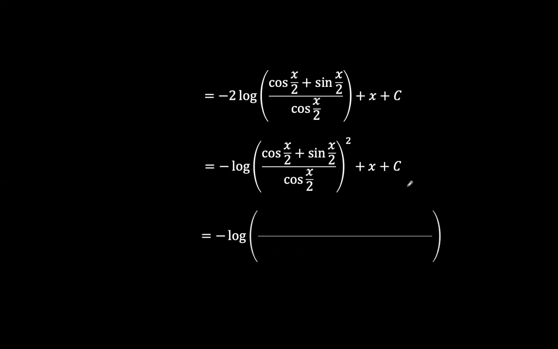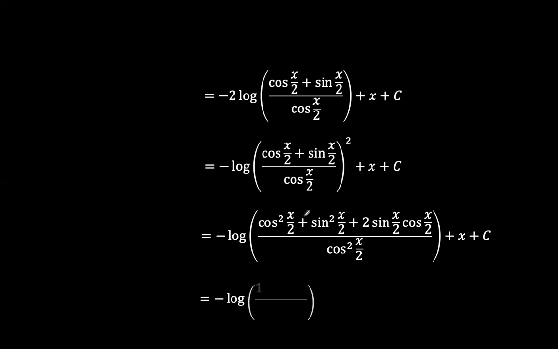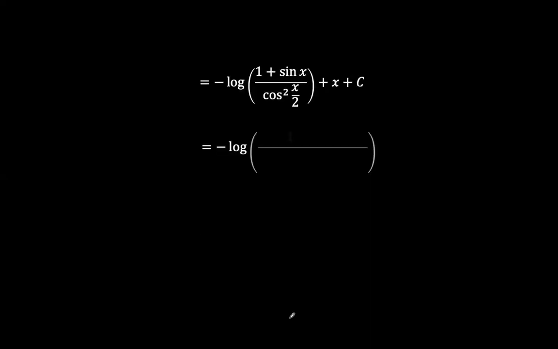And so when we square the numerator, we get cosine squared x over 2 plus sine squared x over 2 plus 2 sine x over 2 cosine x over 2, over cosine squared x over 2. So cosine squared x over 2 plus sine squared x over 2 is the same as 1. So we have 1 plus, and then 2 sine x over 2 cosine x over 2 is the same as sine x. Then we still have cosine squared x over 2 in the denominator. So cosine squared x over 2 is the same as a half cosine squared x over 2 plus a half cosine squared x over 2, right? And obviously we have x and integration constant c.